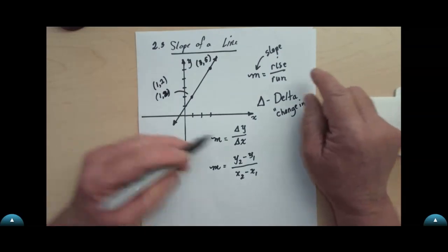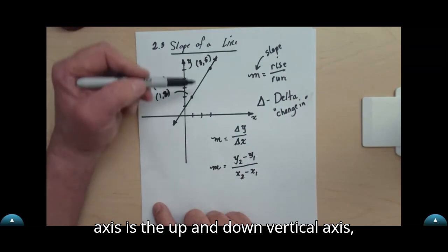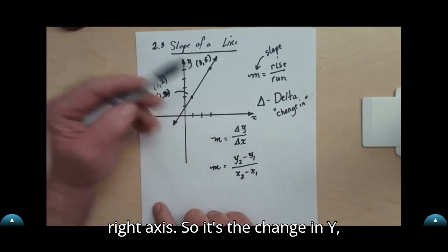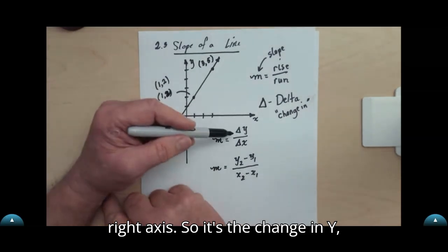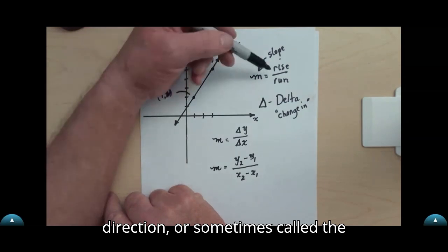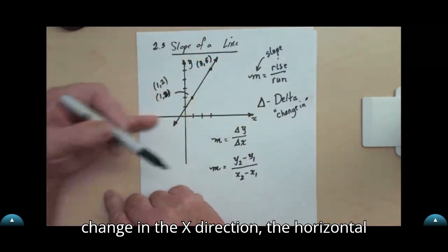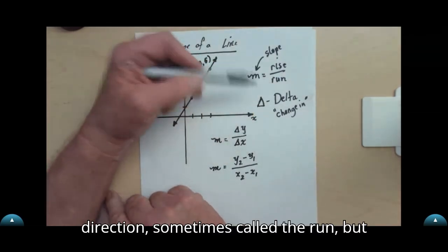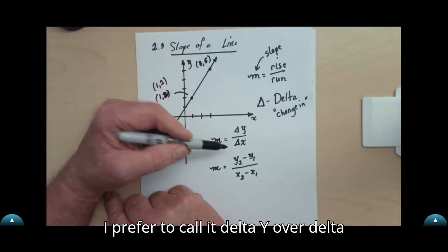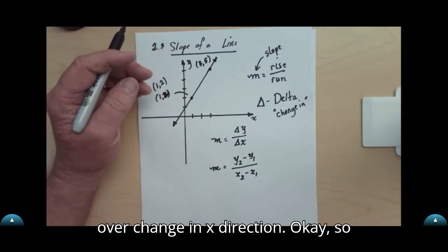Okay, delta Y, change in Y. Remember, our Y-axis is the up and down vertical axis. X is our horizontal axis, the left and right axis. So it's the change in the vertical direction, sometimes called the rise, over the change in the horizontal direction, sometimes called the run, but I prefer to call it delta Y over delta X. Change in Y direction over change in X direction.